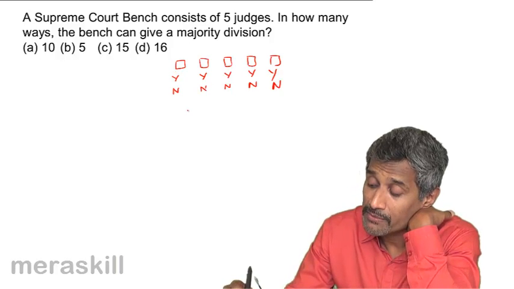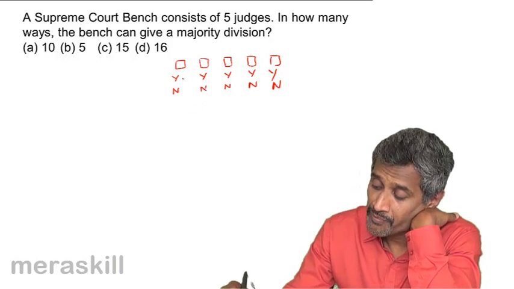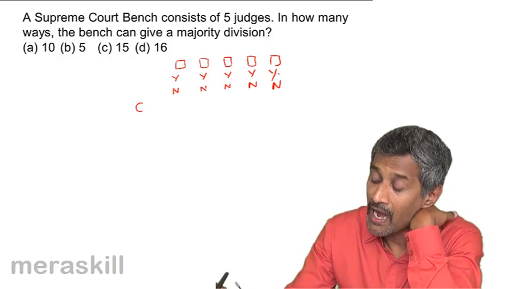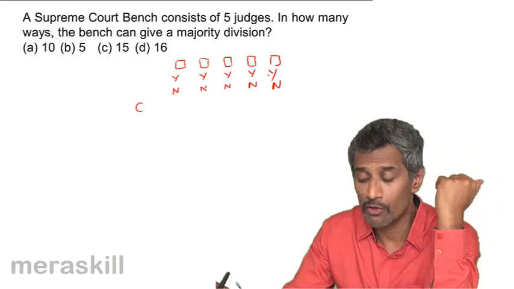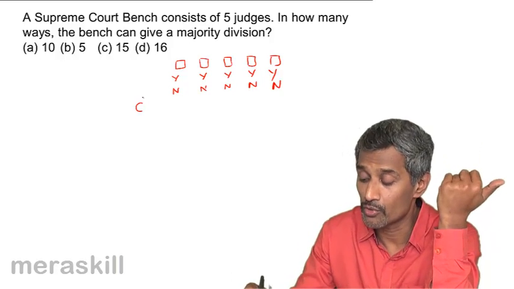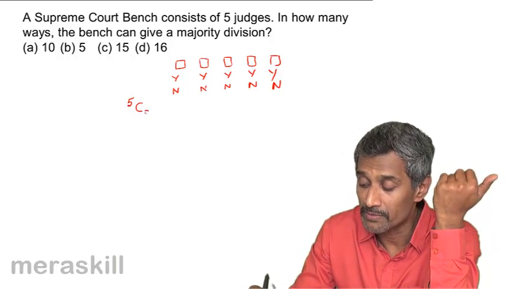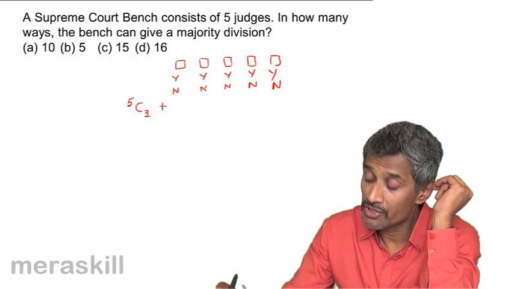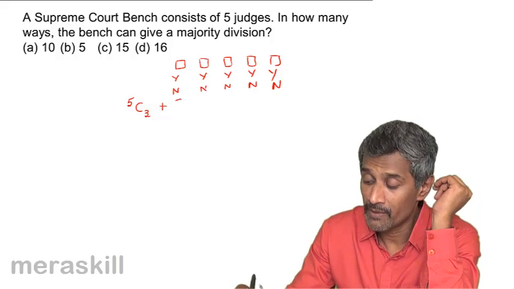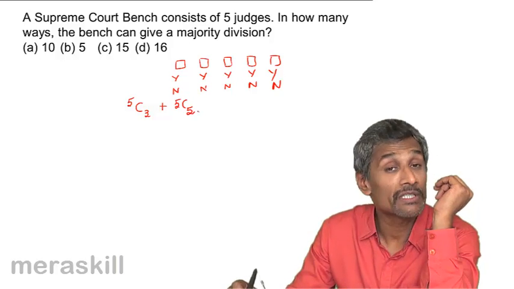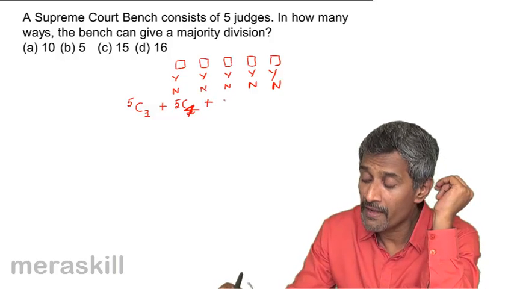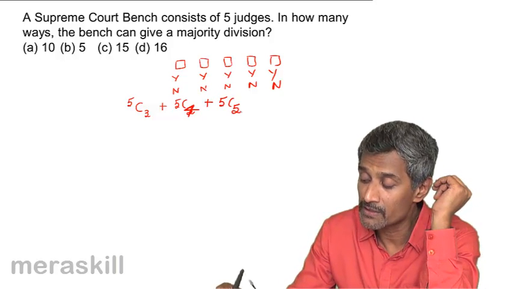So how do we have a majority? Either out of the 5, 3 of the judges are in favor of a particular decision, either yes or no. So that means out of 5, there could be 3 who are in favor of it. Or instead of 3, 4 of them are in favor of a particular decision. I'm sorry, it should be 5C4. Or all 5 are in favor of a particular decision.